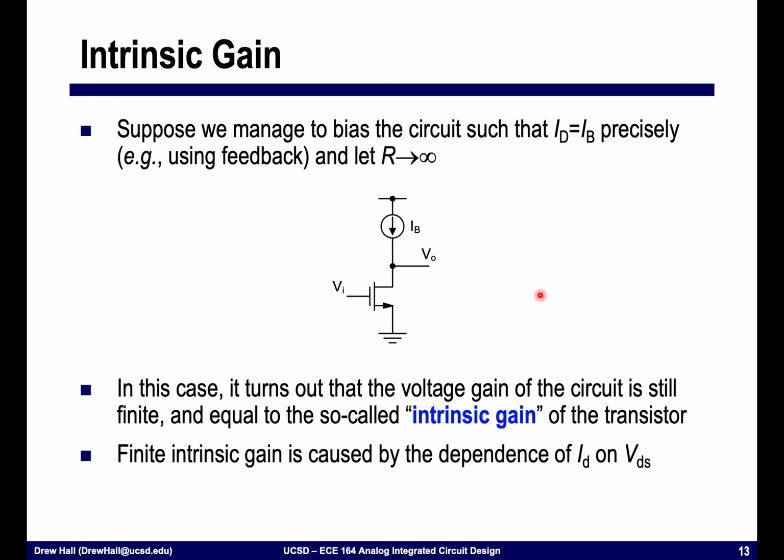All right, so this brings back this question of gain. How much gain could we get? And let's just now pretend that we were able to magically bias the circuit such that ID was equal to IB, maybe using feedback, and I let my resistance, my load, go to infinity. It turns out that in this case, the gain of the circuit is still finite, and it's equal to what's called the intrinsic gain of the transistor. The intrinsic gain is really what we're getting at when we talk about the finite dID/dVDS, or the output impedance of this transistor.